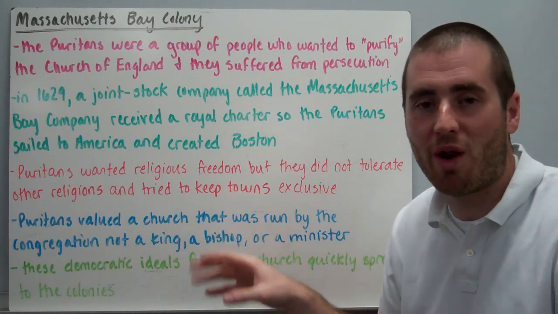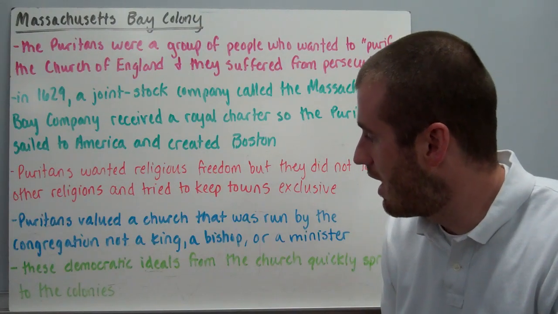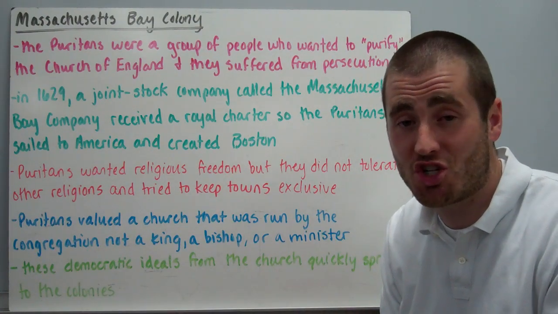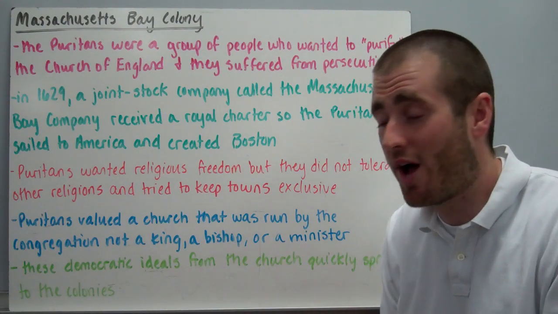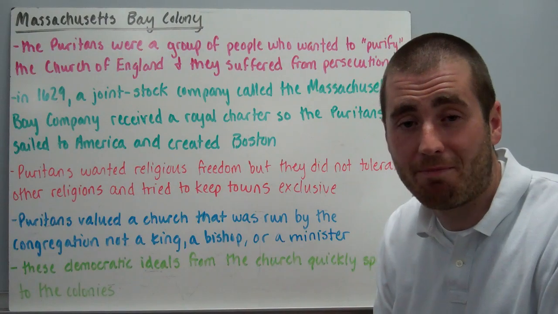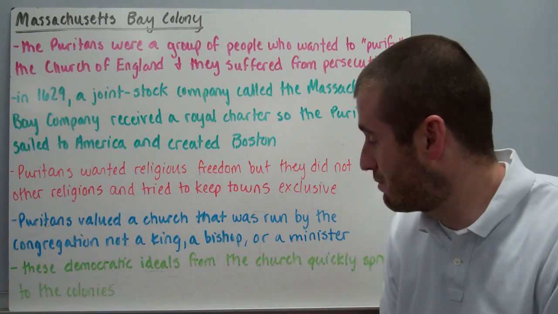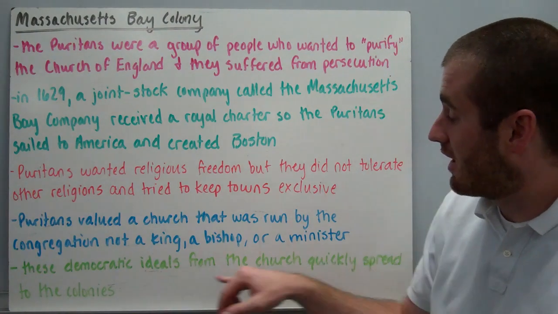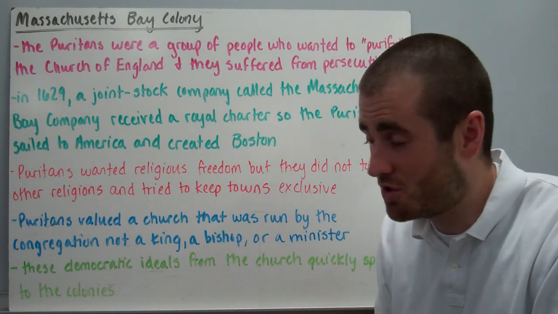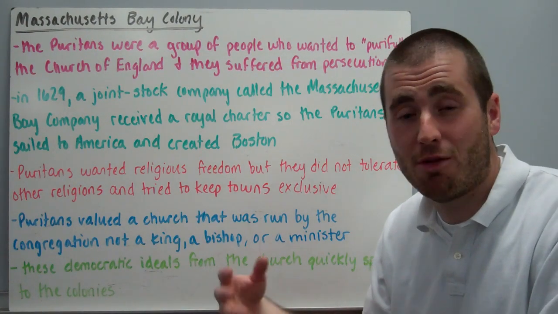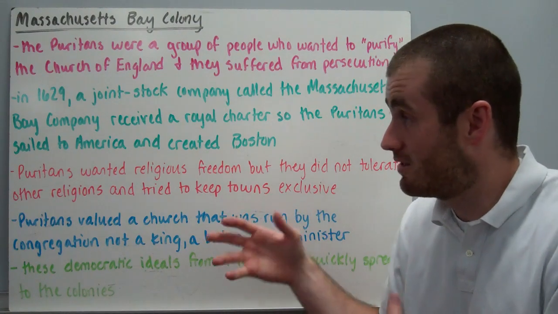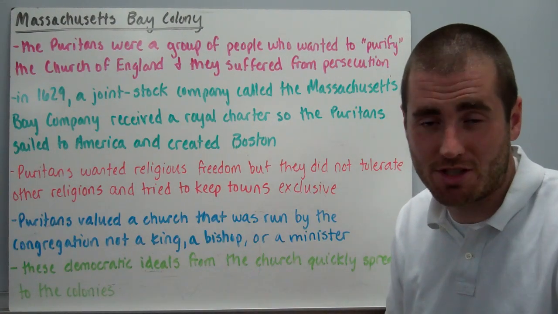You're going to see a lot of people break away from Puritan as we move forward. So Puritans valued a church that was run by the congregation, not a king, a bishop, or a minister, or anything like that. So the people had a voice. And these democratic ideals were some of the first ones in North America. And so the democratic ideals from the Puritan church grew to the colonies very quickly. People wanted to have a voice in what they were saying. So the Jamestown colony, the Plymouth colony, Massachusetts Bay colony are all very important, and they are some of the first successful attempts at English settlements in the New World.